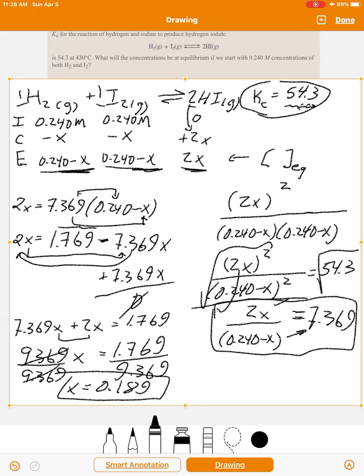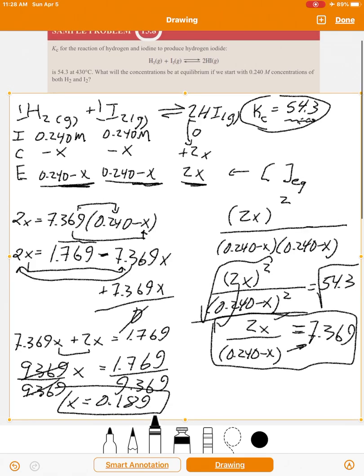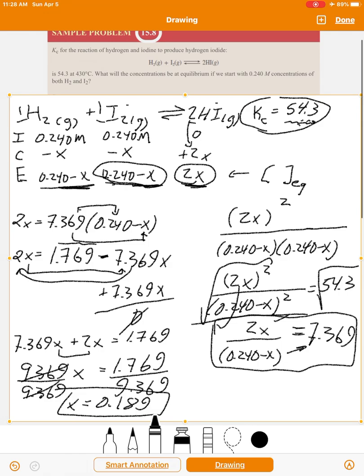So there's our x. Now often students, when they do these problems, will just stop right there. Hey, I found x, I did it. This is not a math class, this is a chemistry class. Let's go back to the original question. What will the concentrations be at equilibrium if we start with 0.240 molar concentrations? In other words, what are these numbers going to be? What is 2x going to be, which is HI? What is 0.240 minus x, which is I2? What is 0.240 minus x, which is H2? Okay, we want to find those concentrations.